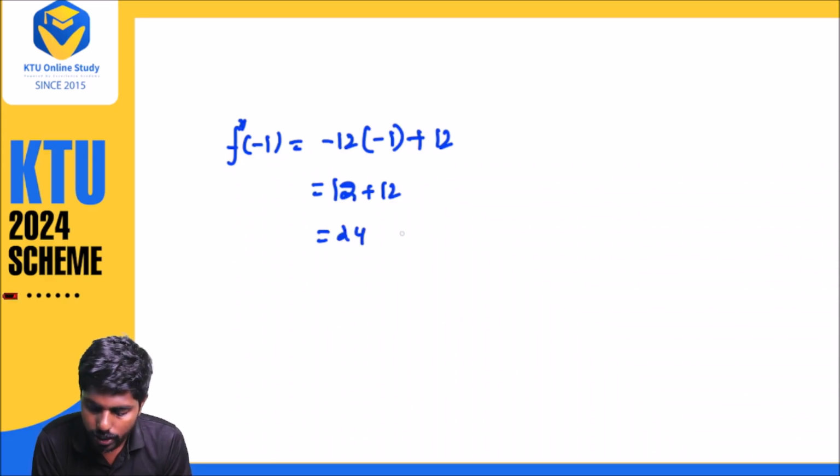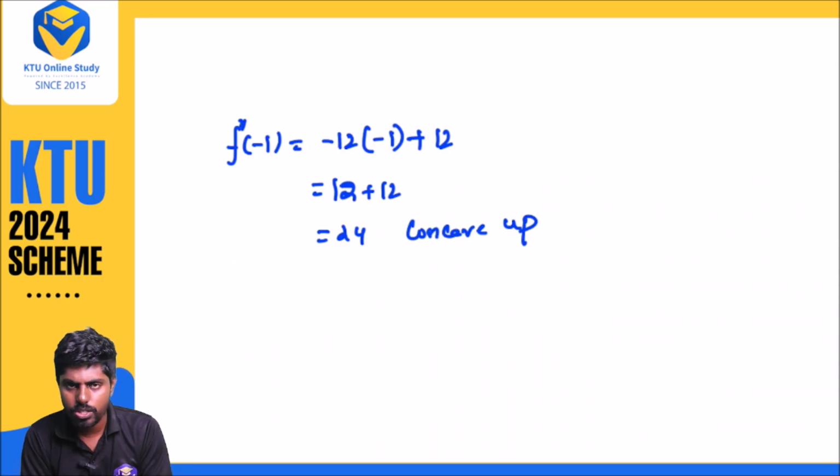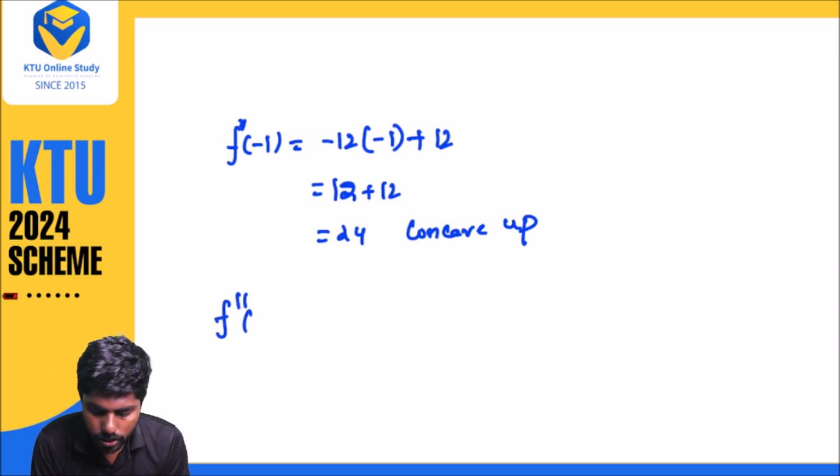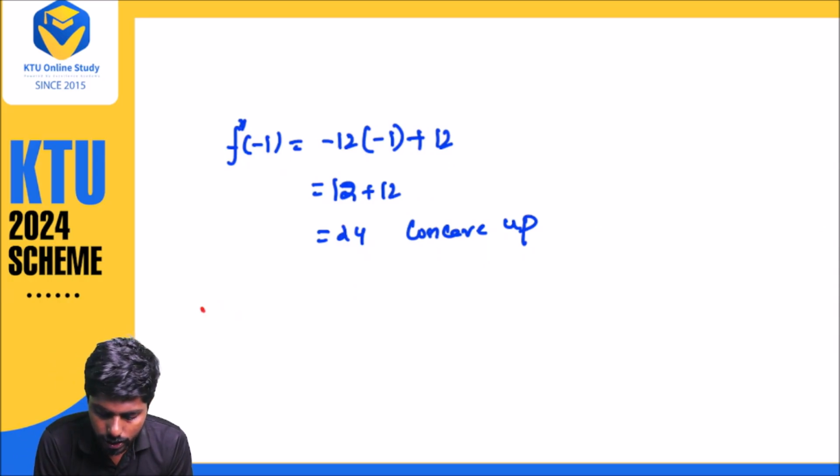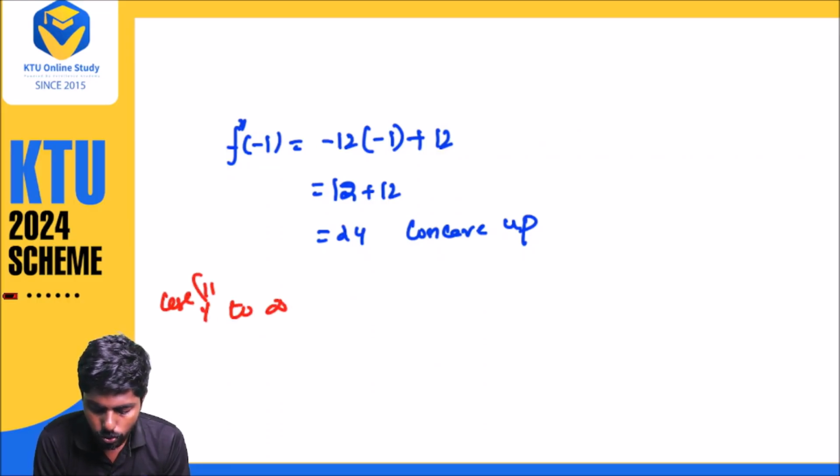So here I am getting concave up only. I am taking any two values, you just want to prove that thing. In between this limit, concave up is happening. So now f double dash, I am taking the interval of 1 to infinity.